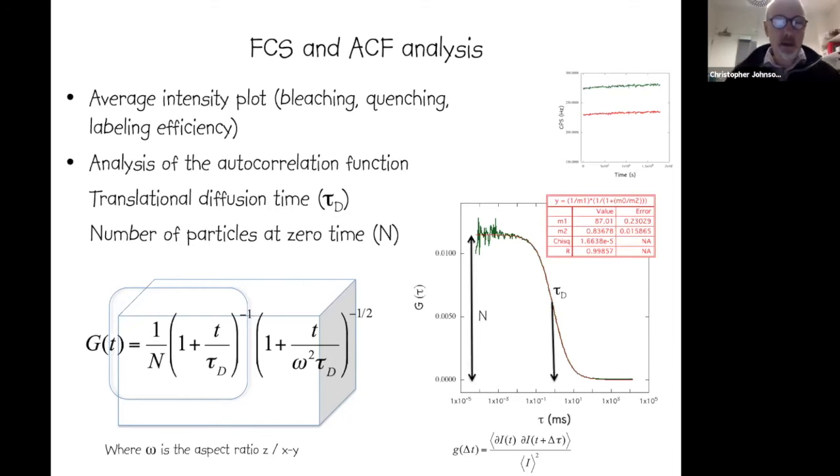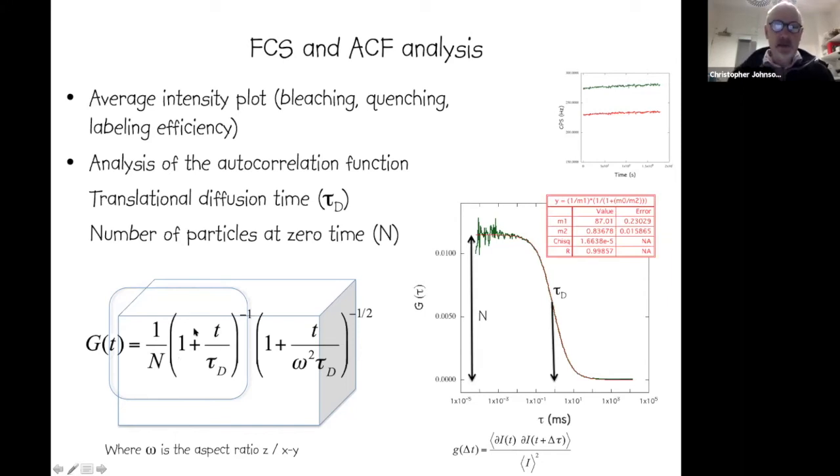This comes because this is a Poissonian statistical process, and what we're doing is effectively dividing this product of the fluctuations. Here is the variance, which is equal to the average for a Poissonian process. We're dividing this by the average squared. So we effectively end up with 1 over the average, which reflects the number of particles within our observation volume.